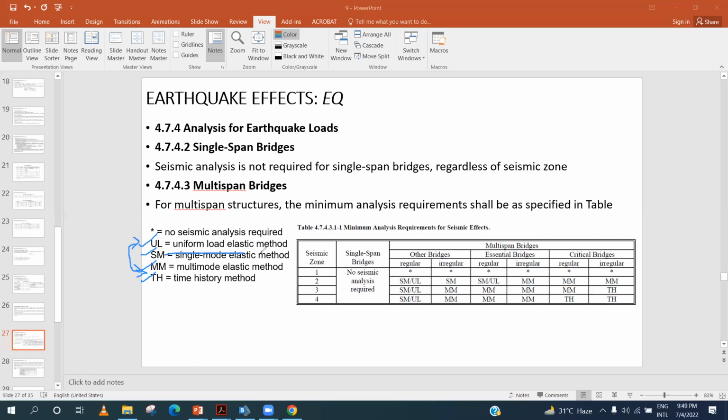Single mode is also similar to uniform load, but its equations require a lot of calculation. I would recommend that you either use the uniform load method, and if it is not allowed, then you should use response spectrum analysis. You should not use single mode because it is a bit tedious as well.